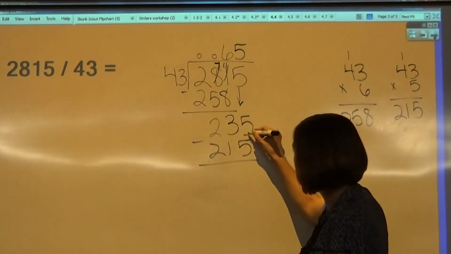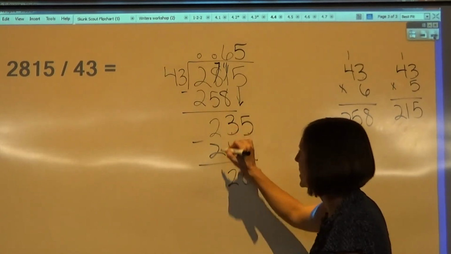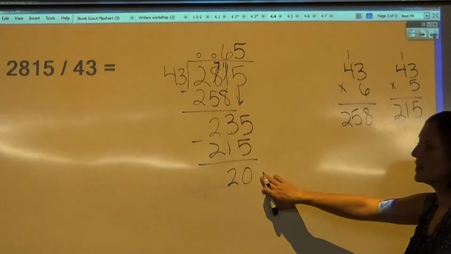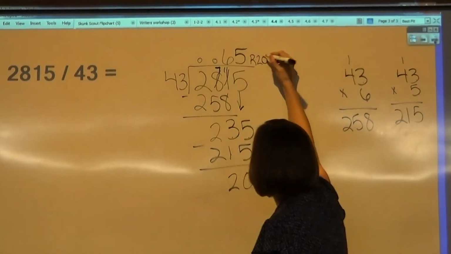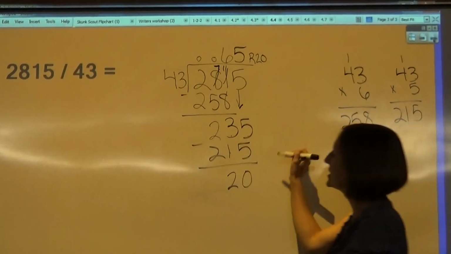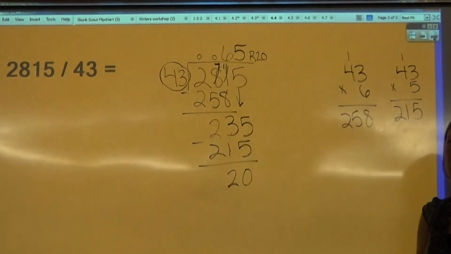I'll subtract. 5 minus 5 is 0. 3 minus 1 is 2. And 2 minus 2 is 0. 20 is my remainder. Sometimes you will get larger numbers for remainders, but as long as it's smaller than the number you're dividing by, it's okay to have a large remainder.